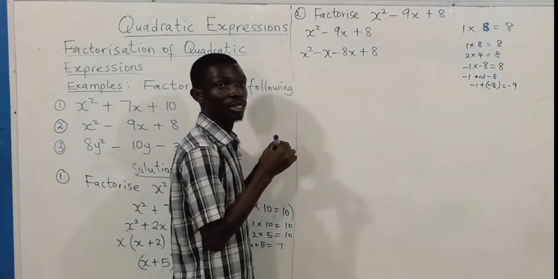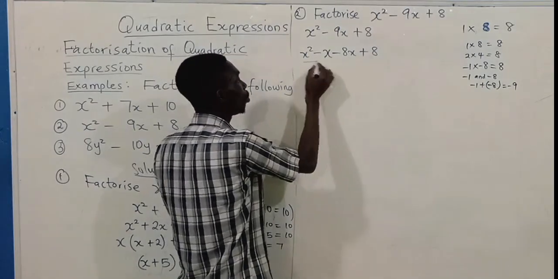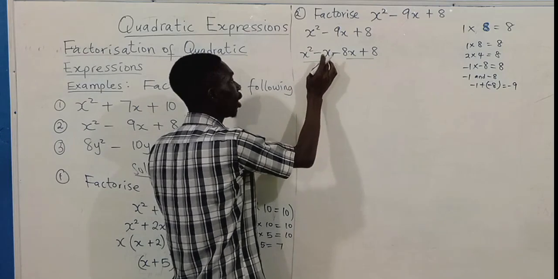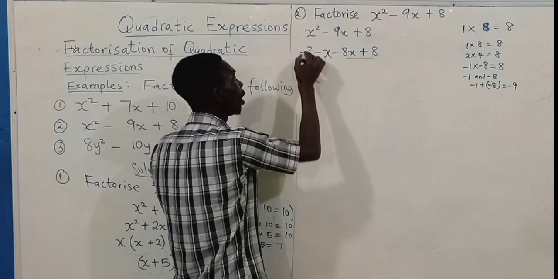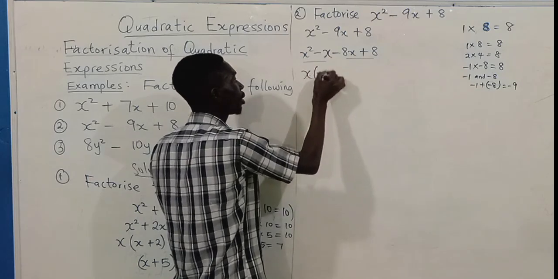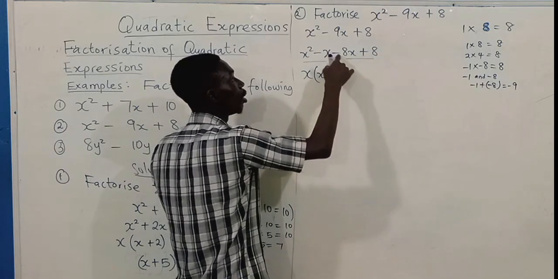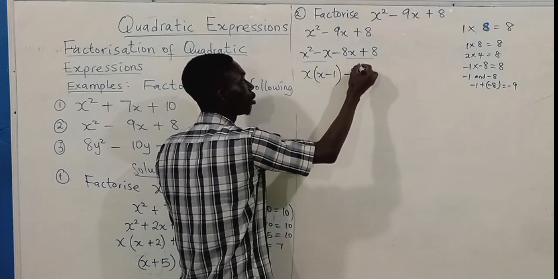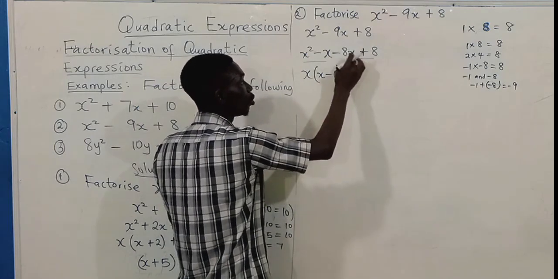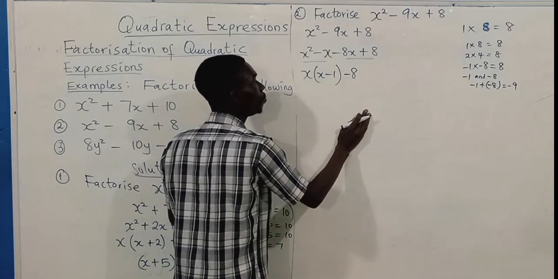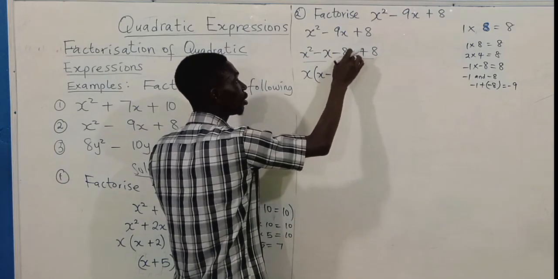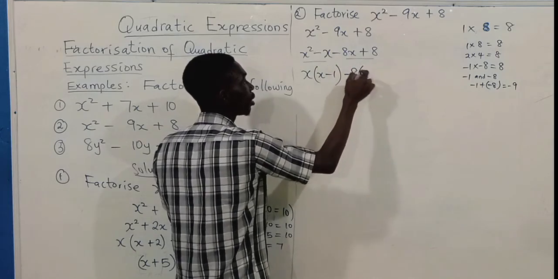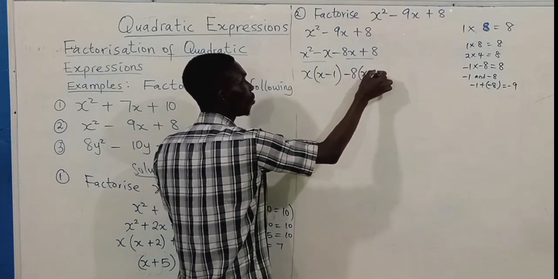So grouping again, we'll group in 2. The HCF of x squared minus x is x again, and here we are left with x squared divided by x, which is x, and minus x divided by x is minus 1. What is common in minus 8x plus 8? We have minus 8 as the highest common factor between this and this. Minus 8x divided by minus 8, we have x, and plus 8 divided by minus 8, we have minus 1.